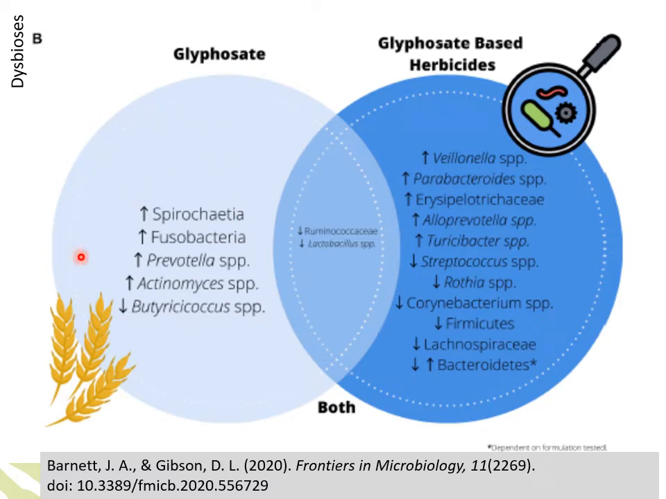If you have glyphosate residues, the Spirochaetes, Fusobacteria, Prevotella, Actinomycetes all go up. These are the arrows that say they are increased with glyphosate. Butyricicoccus is decreased. Then if you use glyphosate-based herbicides, the list is larger because you have the adjuvants, the formulants, and you can see a long list of organisms that are either increased or decreased. And in the middle you have Ruminococcaceae and Lactobacillus that are decreased as well, in glyphosate alone or with glyphosate-based herbicides. So this is the background.